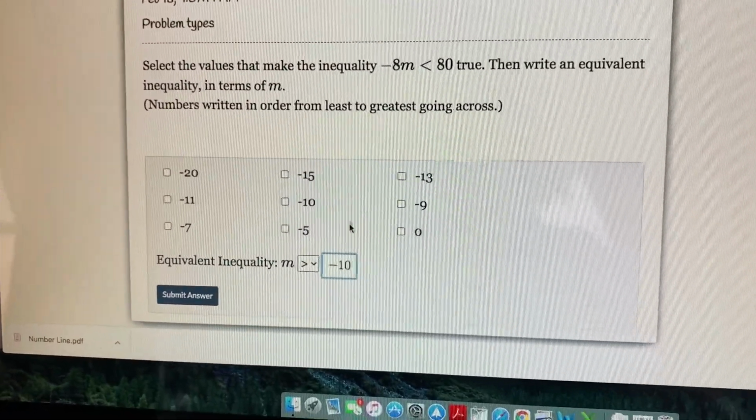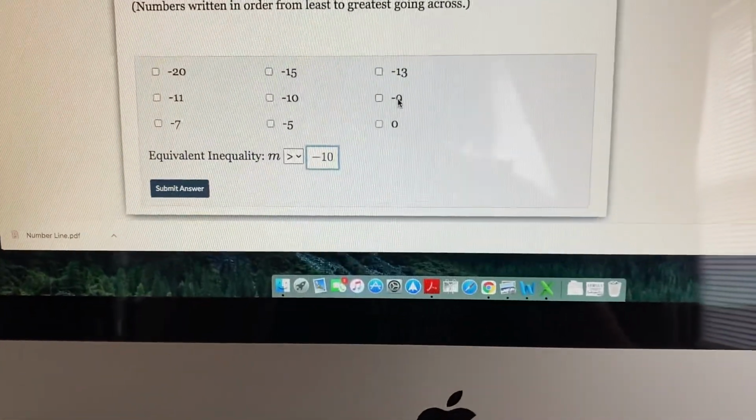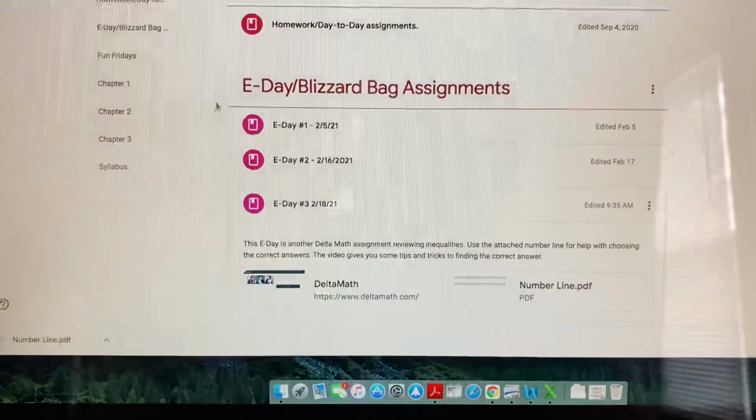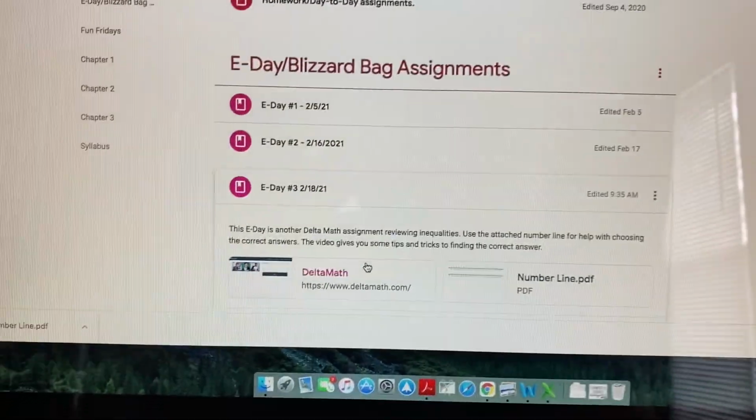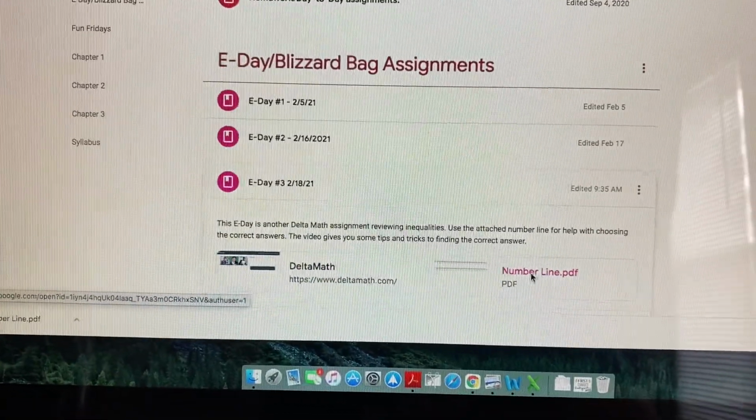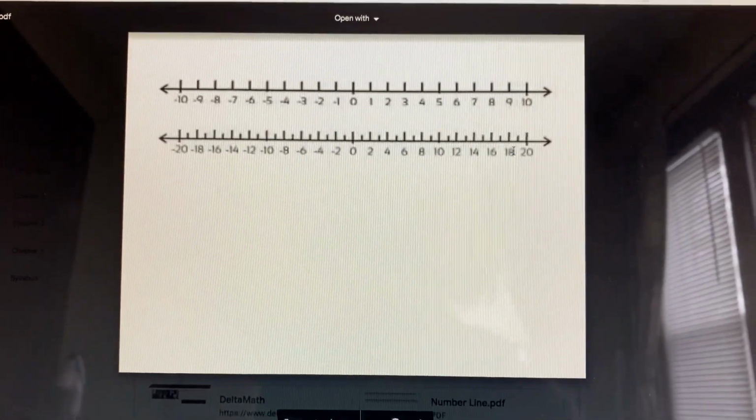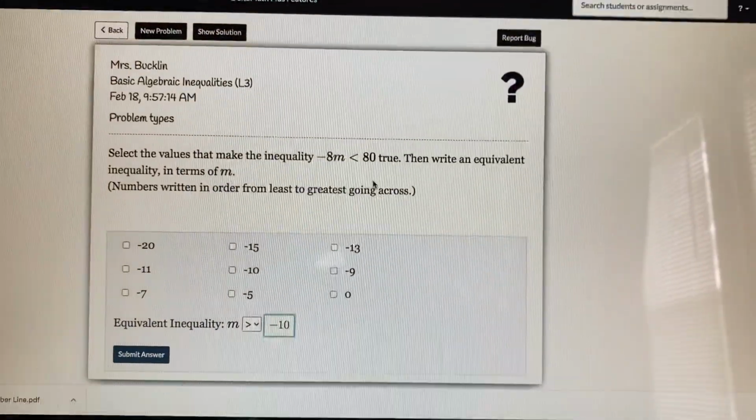Now I have to choose my solutions. That's why I put this number line. If we go to Google Classroom, right next to your Delta Math link, you go to this number line, and here I have a number line, -20 to +20. That might help you.